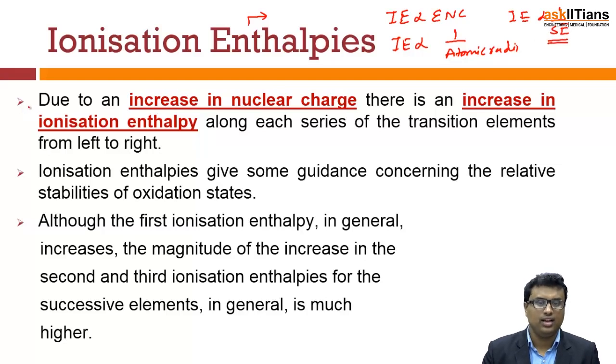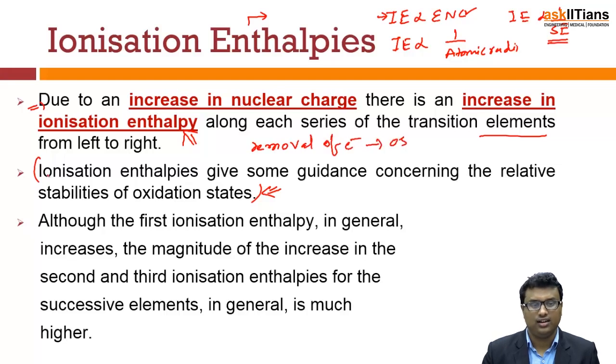Due to increase in the nuclear charge, there is an increase in the ionization enthalpy along the series of the transition elements. So yes, as the effective nuclear charge increases, ionization enthalpy increases. Next, ionization enthalpies give some guidance concerning the relative stability of the oxidation state. Since you are removing electrons, this removal of electrons is again connected to oxidation states. That's why ionization enthalpies give some guidance concerning the relative stability of the oxidation states.